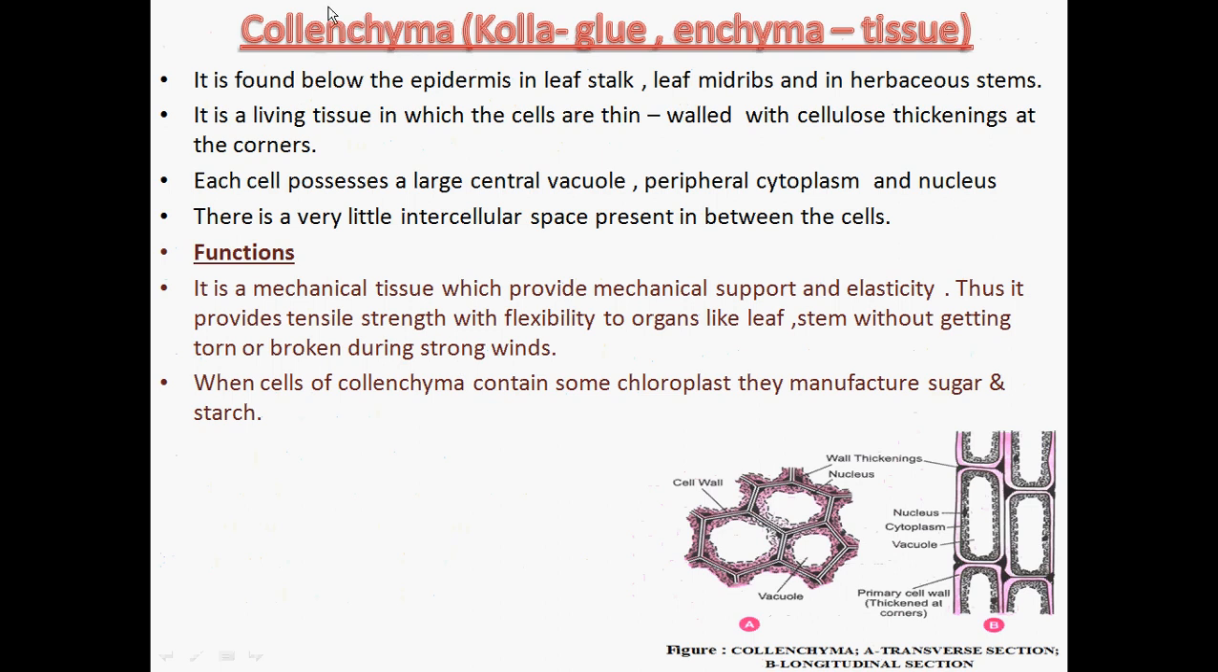Okay, now students, we are going to study about the collenchyma tissue, in which the term colla means glue and enchyma means tissue. Okay, now, the collenchyma tissue is mostly found below the epidermis in leaf stalk. First of all, we should understand this term. Leaf stalk is the stem or the cylindrical portion of the leaf which is connected to the stem.